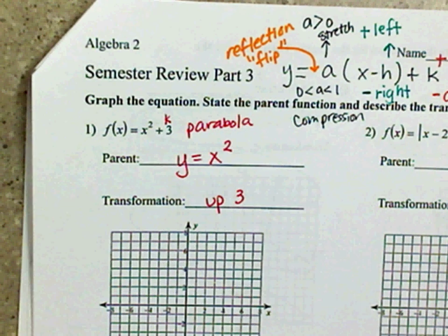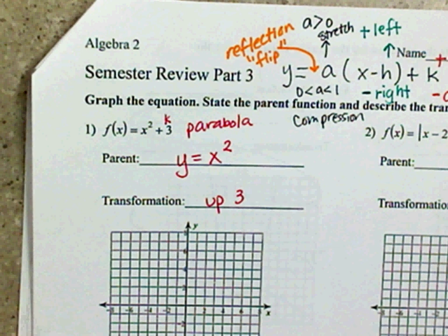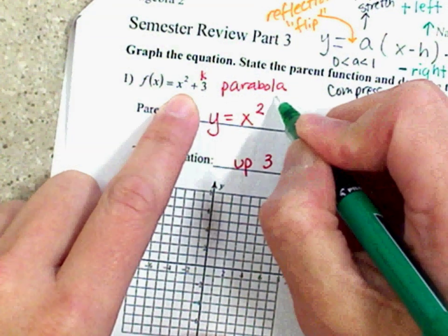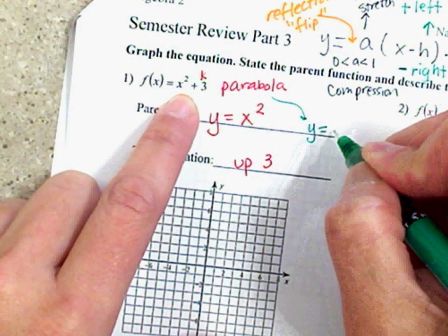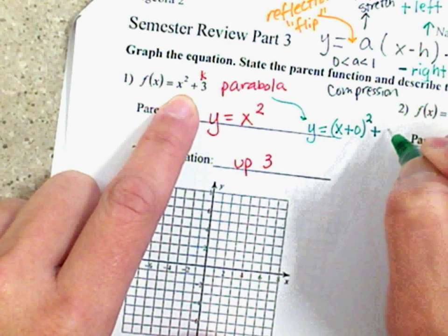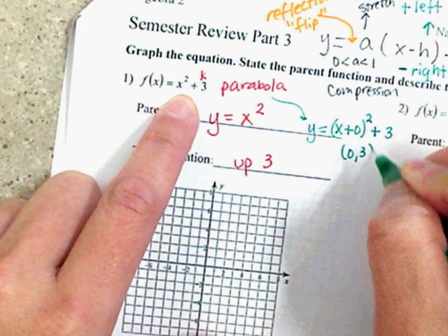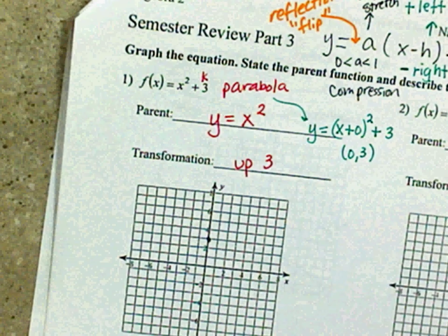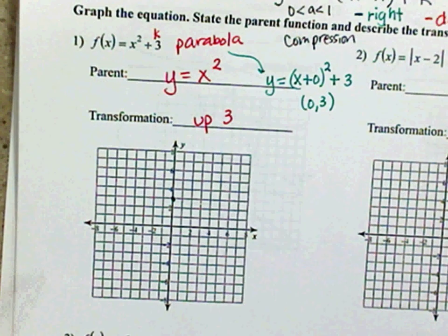Use your calculator to graph, okay? But before you do, you might want to find your axis of symmetry. You might want to find how this looks. This is the same as y equals x minus 0 squared plus 3. So your vertex is (0, 3), positive 3, right here. You need that to help you graph.